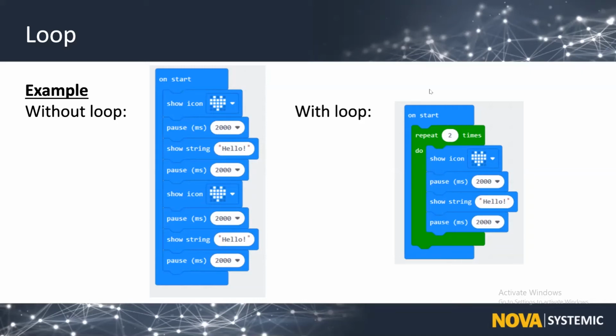As for this example on the right, we are using that repeat 2 times block to go ahead and add a loop to the whole code, which essentially is going to be the same thing. Now let's head over to MakeCode to put this together and show you what it would look like if you were doing it on your own.